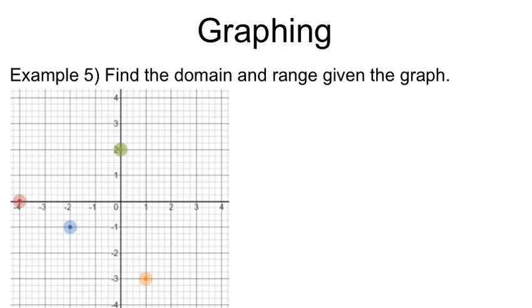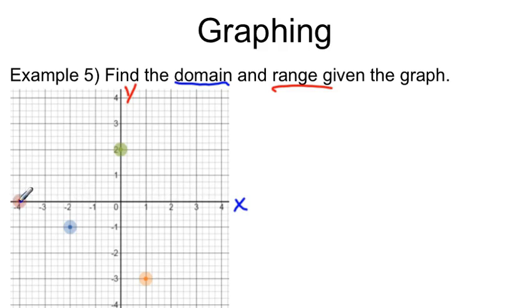We are to find the domain and the range, and when we do this, we have to remember that the domain is the horizontal x-axis, and the range is going to be that vertical y-axis. So let's find the domain first, and what I'm going to do is take each one of these points and find where that point is if I brought them all to this x number line. So let's look at this one.